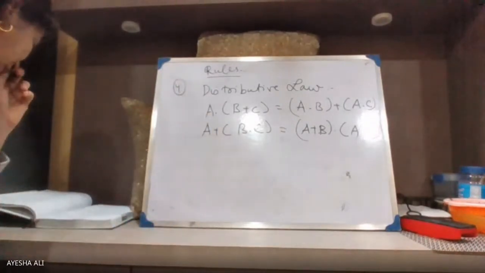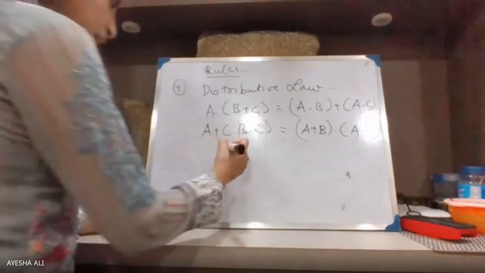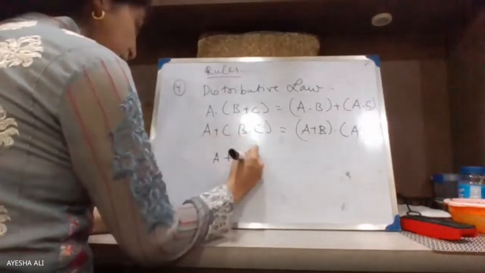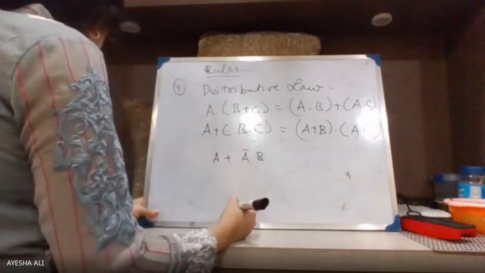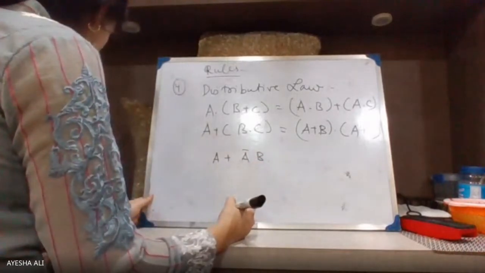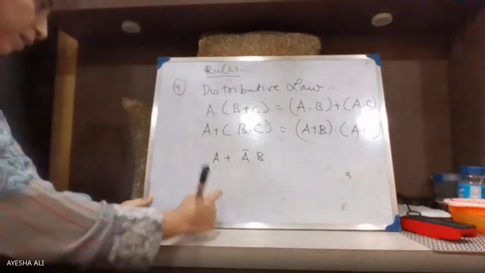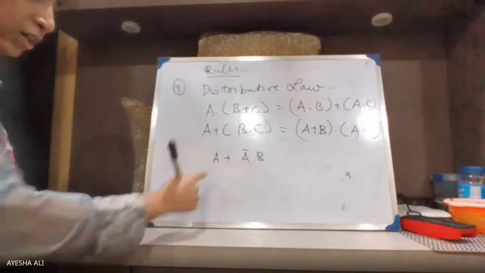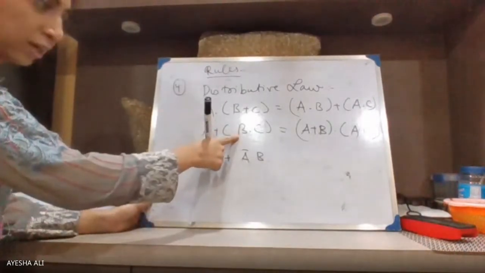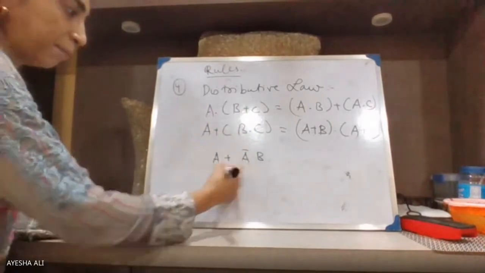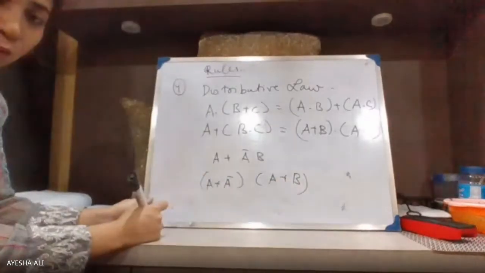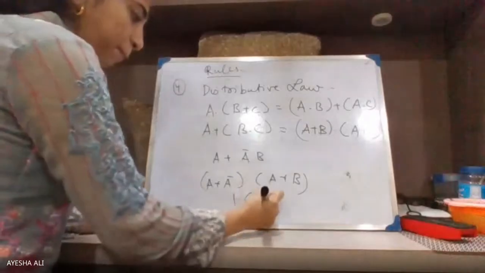Now, I give one application of this. Suppose I have A plus A complement B. What happens over here? It will be A plus A complement, A plus B. A plus A complement is what? 1. 1 into A plus B is A plus B.